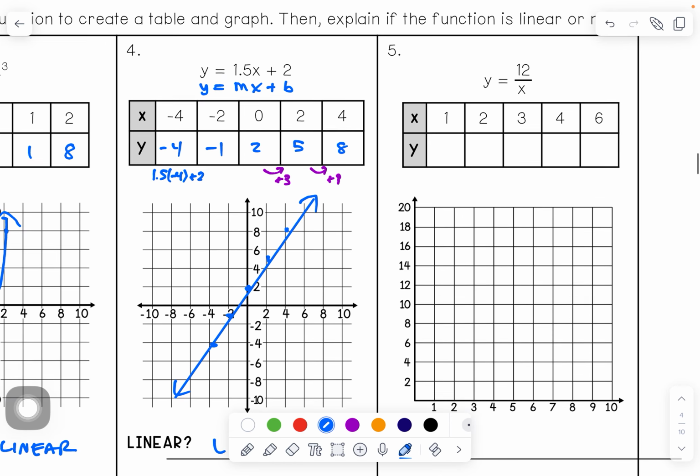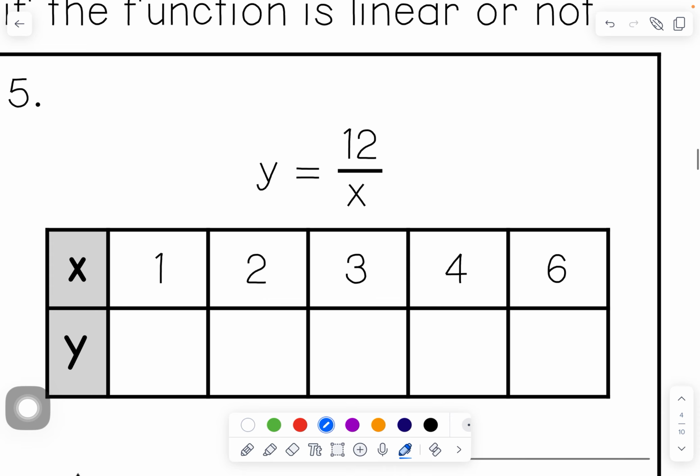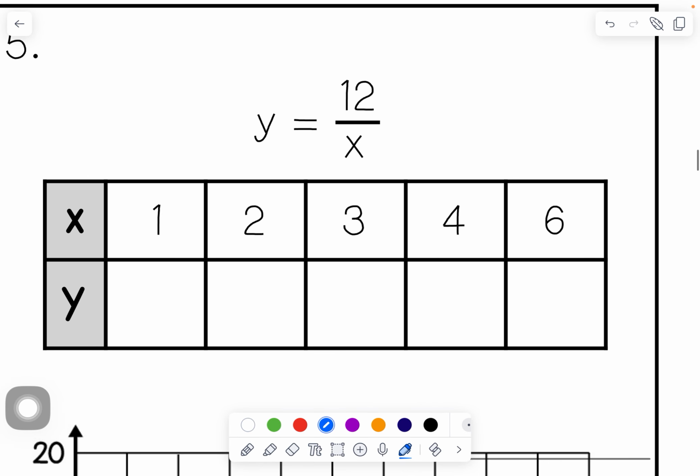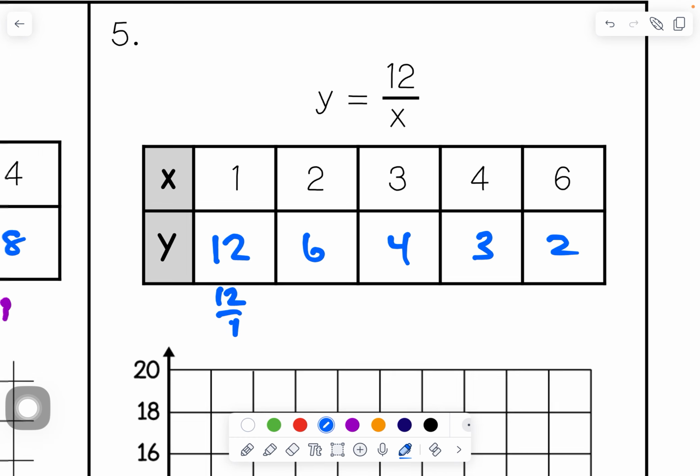Now for my last one, oh, this looks funky. We have a fraction, which none of us really like, and the x is on the bottom. So pretty sure that's not mx + b form, right? And if it looks funky, probably is. Okay, kind of a general rule of thumb. So again, I'm going to plug these numbers in. So like 12 divided by 1 is 12. 12 divided by 2 is 6, 4, 3, and 2.